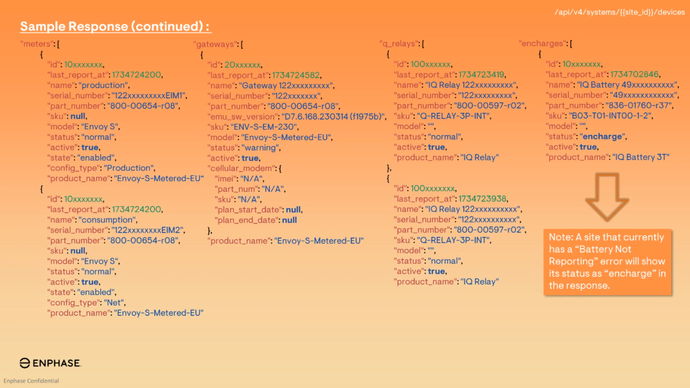Here are more examples of what the return data will look like regarding the different devices on the system. Data is returned for all devices, including all microinverters, meters, Q relays, and batteries. Note, a site that currently has a battery not reporting error will show its status as end charge in the response.